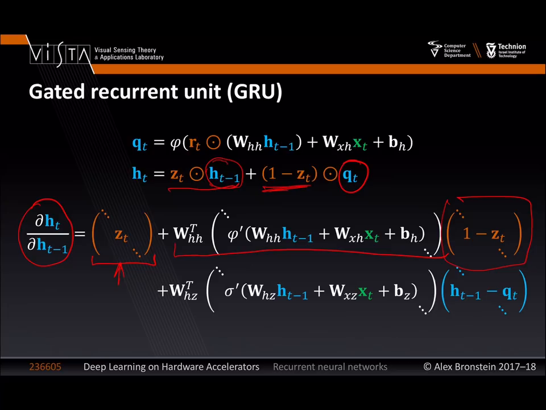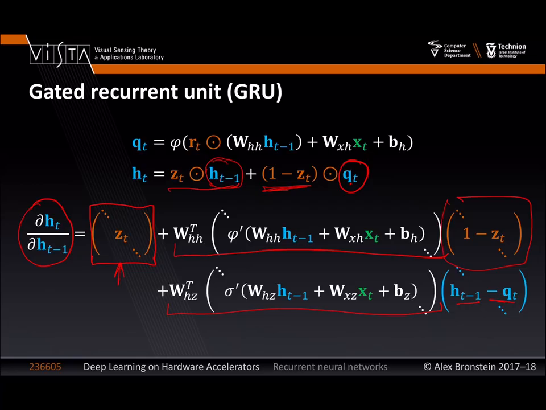And then I have this term as well. So basically, this is the derivative of ZT itself. ZT multiplies HT minus 1, and it multiplies with a minus sign QT. So we have HT minus 1 minus QT. Okay, so these are the terms that are impacted by ZT itself. So still slightly more complicated than the derivative we had before, but nothing superhuman here. Very simple chain rule. Now, I would like you to pay attention to this term.